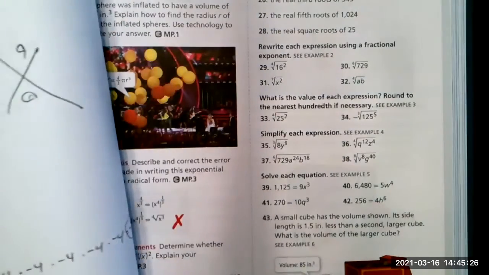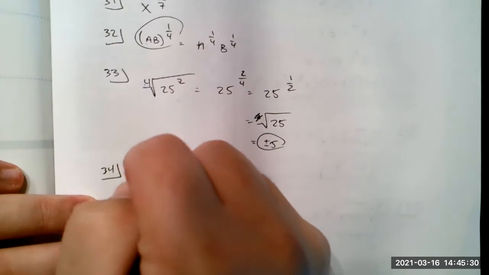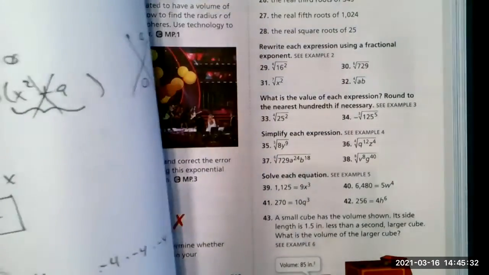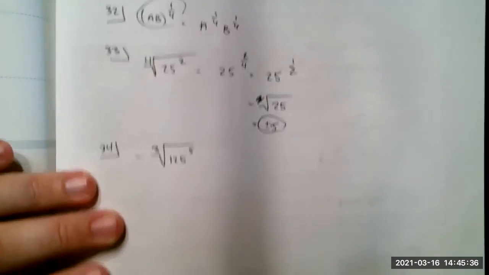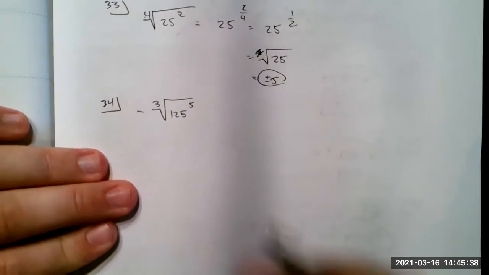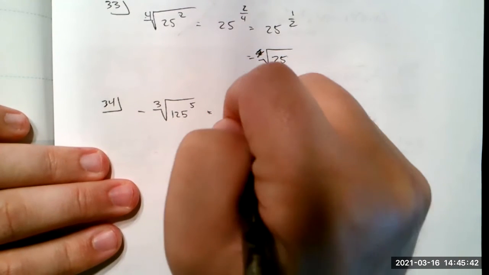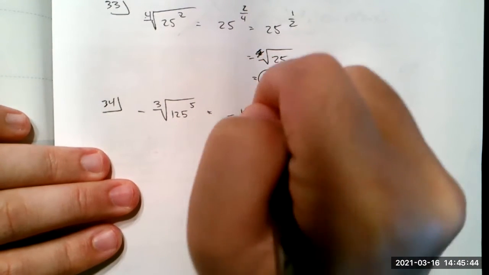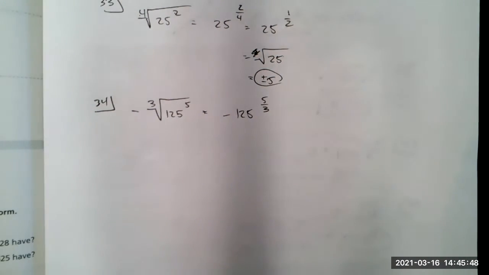So 34, negative cubed root of 125 to the 5th. Again, I can rewrite this, but it's not going to help me. I can rewrite this as negative 125 to the 5/3 power. But you can see that I can't simplify a 5/3 down. That's not helping me do anything.